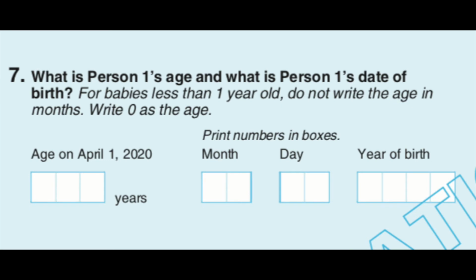Question number 7 asks you your age and your date of birth. For this answer, first write your age as of April 1st, 2020. For example, if your age was 44, you would use the middle box to put 4 and the box on the right to put the other 4. Then you're going to write your full birthday in month, date, and year. So if you were born on January 2nd, 1989, you would put 01 02 1989.